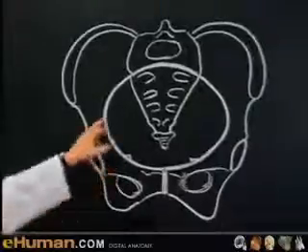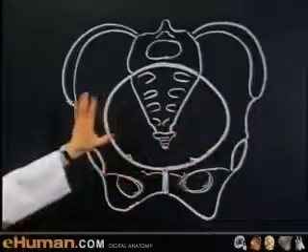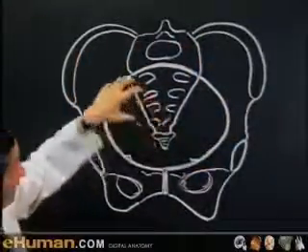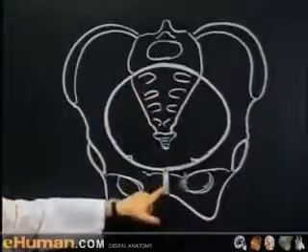So this is the inlet of the pelvis, and is the line which separates the false pelvis, which is this part up here, from the true pelvis, which is down inside in front of the sacrum and behind the symphysis pubis.